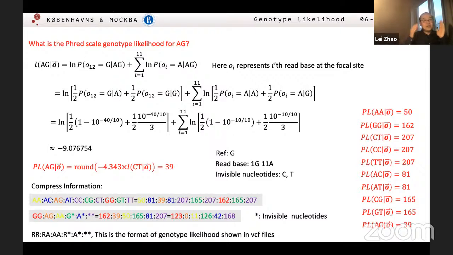As I said before, the absolute value of the likelihood or log likelihood doesn't matter that much. So you can subtract a common constant from all these likelihoods to make them smaller in some sense. The trick in the VCF is you subtract a common constant to make the smallest genotype likelihood be 0. For this case, if you subtract 39 from all these values, you get this value, which looks more like what you will observe in the VCF.